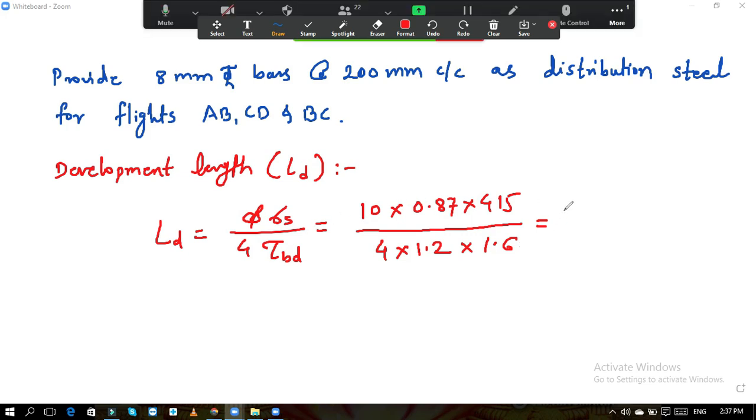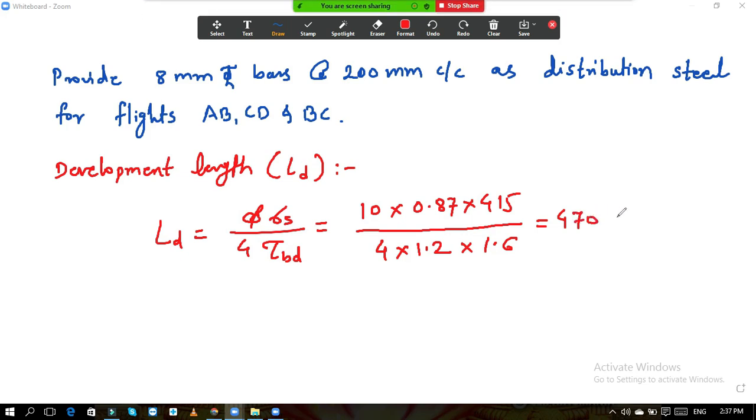470.11. So it is nearly about 470.11 mm. म्हणजे कितीला राउंड अप करणार तुम्ही, 475 mm. So this is your development length.